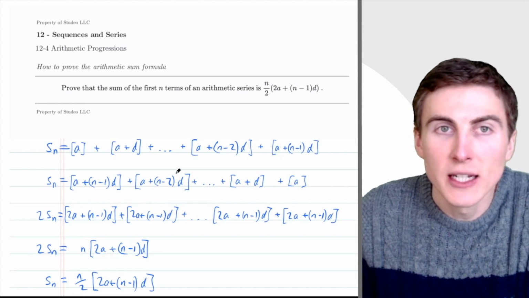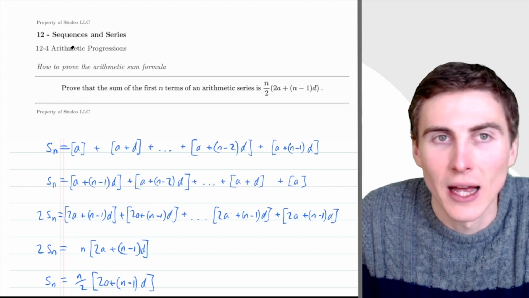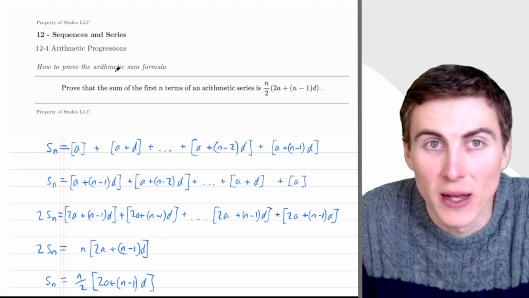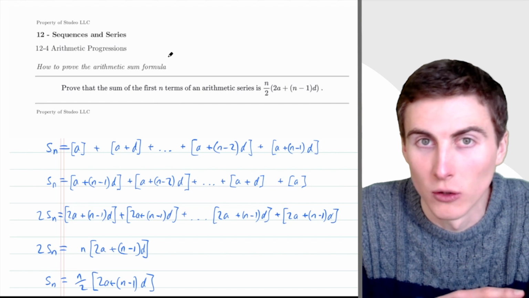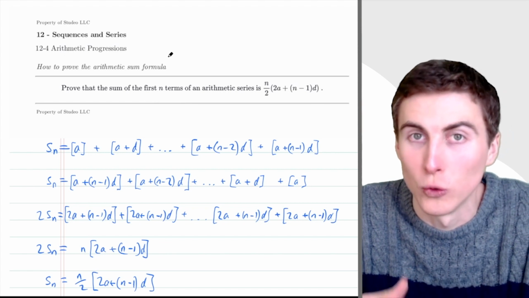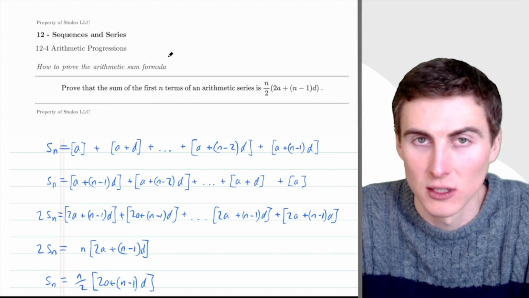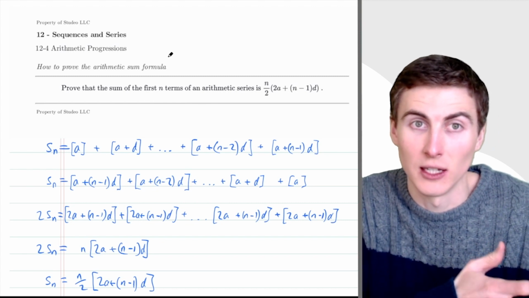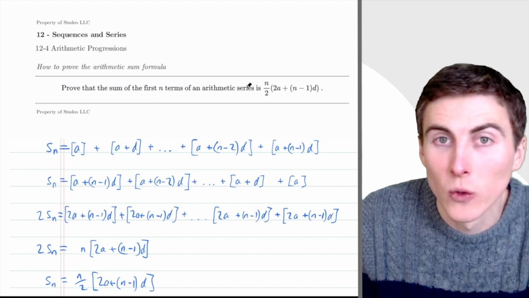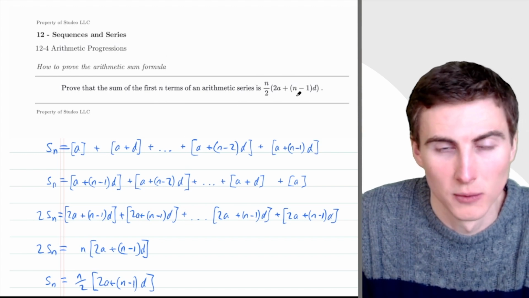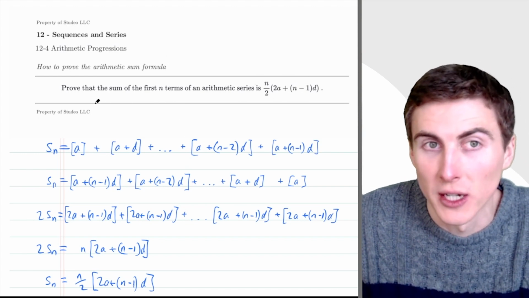Hey, so in today's video, we're going to look at how to prove the arithmetic sum formula. You've hopefully already seen the previous video where we looked at how to use the sum formula for arithmetic series, so how to find the sum of a load of terms in a series. But this video is on how to prove the formula. And a question will look something like this.